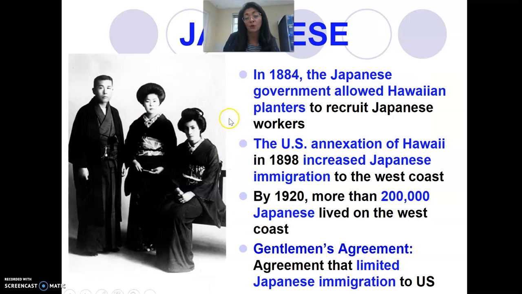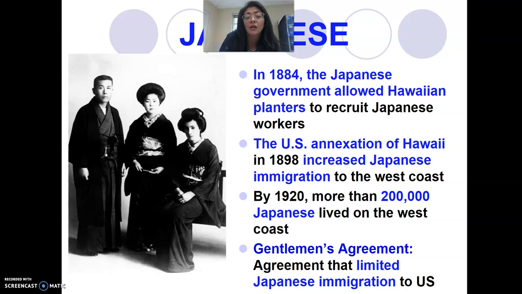stops Chinese immigration. Okay, what about the Japanese and what's their contribution to this age of immigration? So the Japanese government and the Hawaiian nation had created an agreement to allow Japanese to come onto the Hawaiian Islands and work in their fruit agricultural pursuits there.